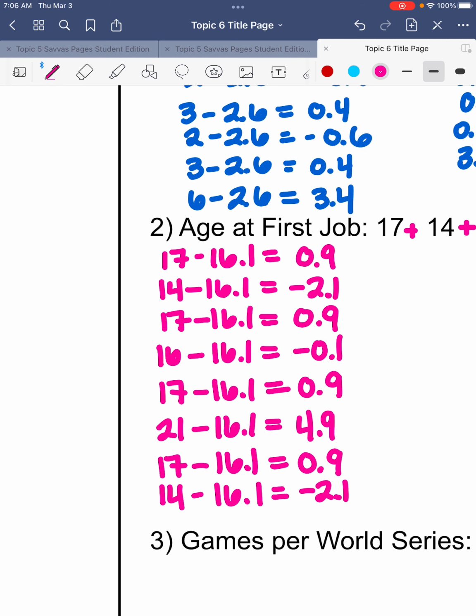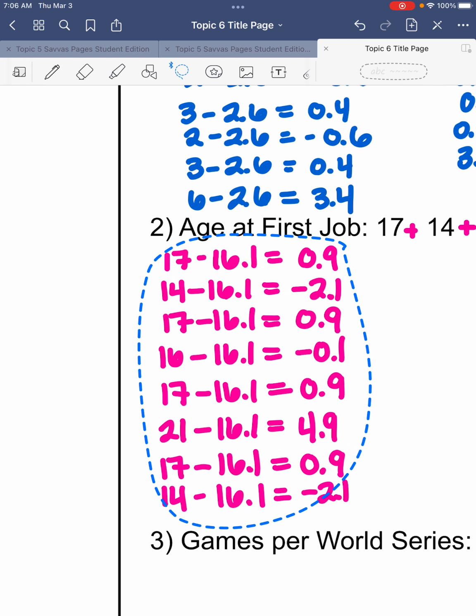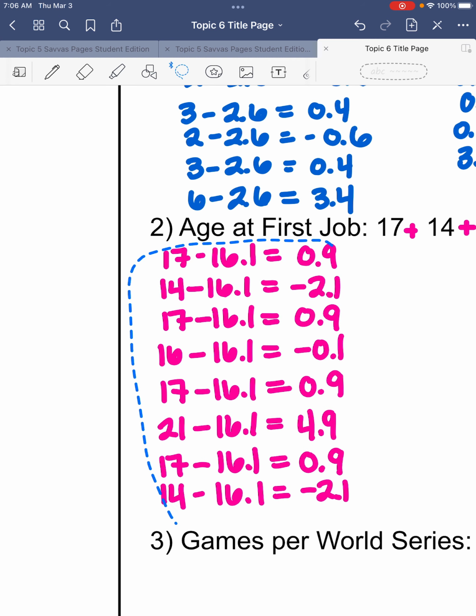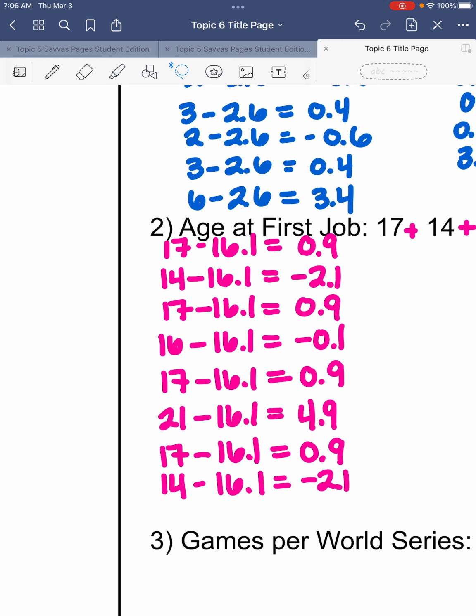And let's see, can I use a little teacher magic to move this up just a little bit? Oops, give me a little bit more room. How about like that? Okay. Lastly, I have 12. So 12 minus 16.1 is negative 4.1.